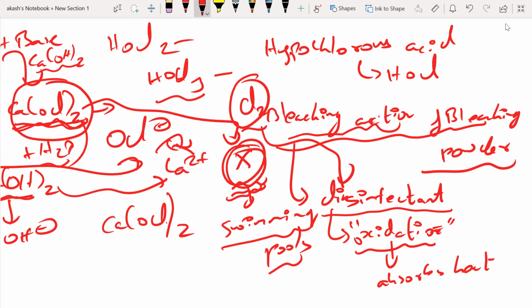It is the chlorine gas which comes from the CaOCl2 that is responsible for the bleaching action. Okay, that is what is making the oxidation reaction happen. Oxidation of the microbes or oxidation of the dirt is done by Cl2 and not exactly by CaOCl2.